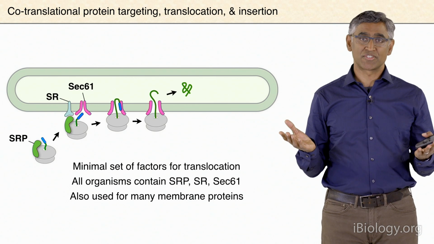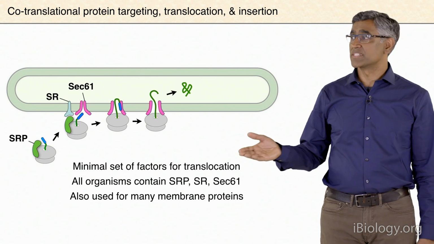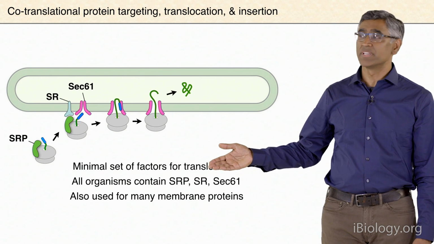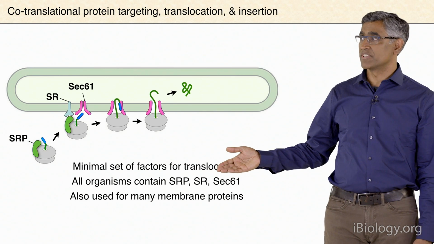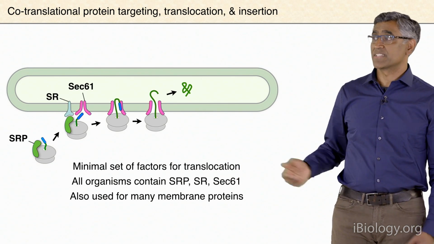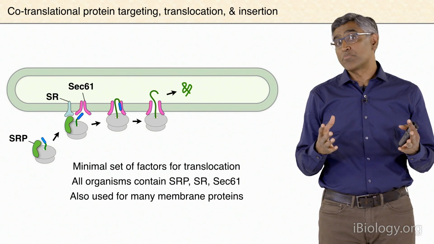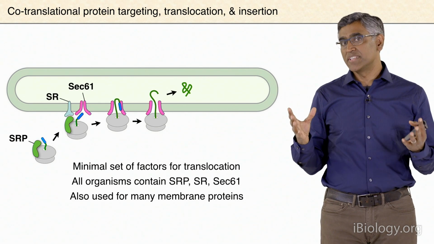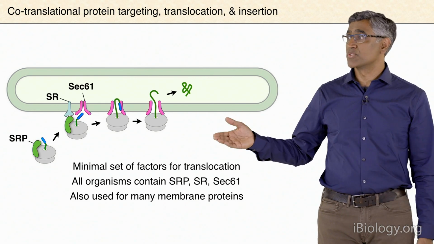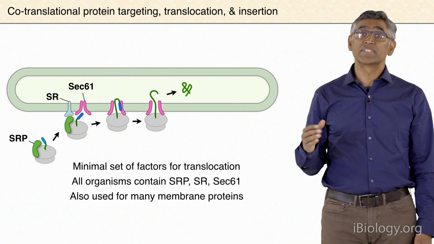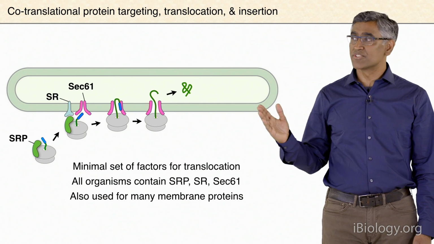As I mentioned, based on both the genetics and the biochemistry, it turns out that this pathway is universally conserved. So all organisms contain some version of SRP, SRP receptor, which I've labeled SR here, and Sec61. Not only that, but these factors are used not only for getting proteins across the membrane, but also for inserting many membrane proteins into the membrane.